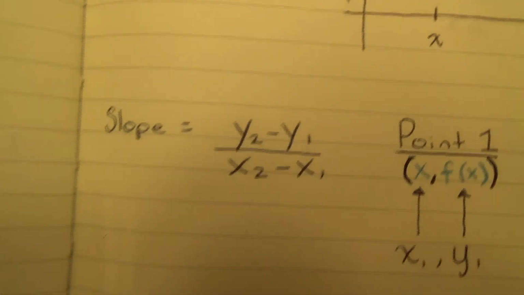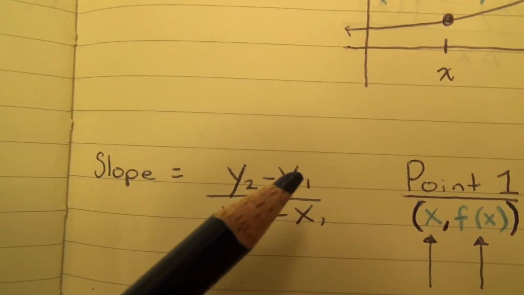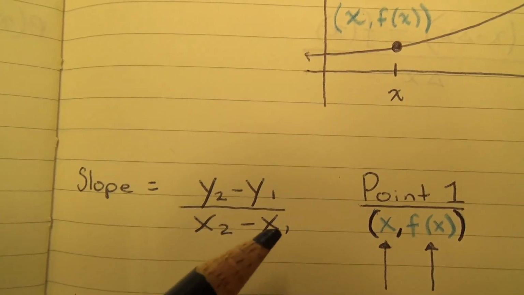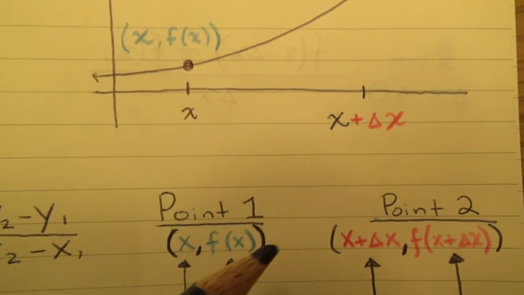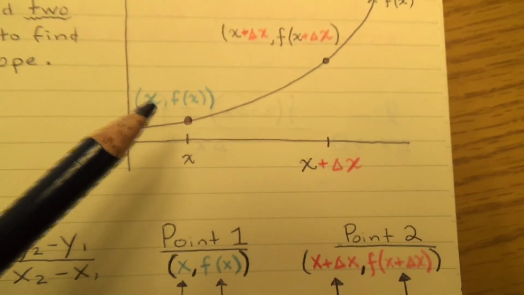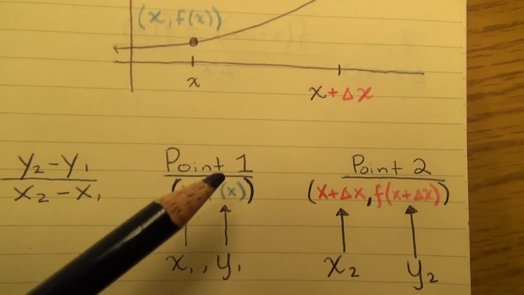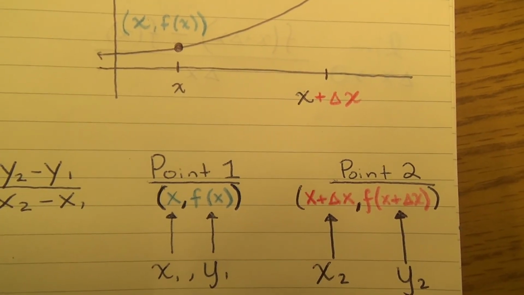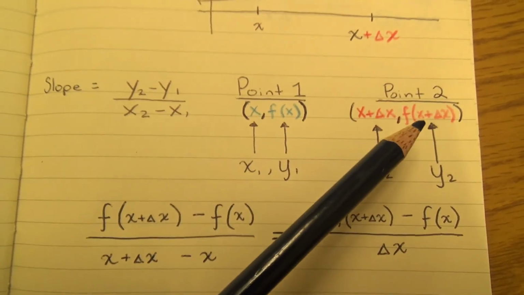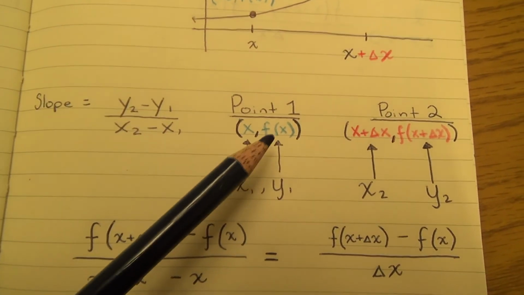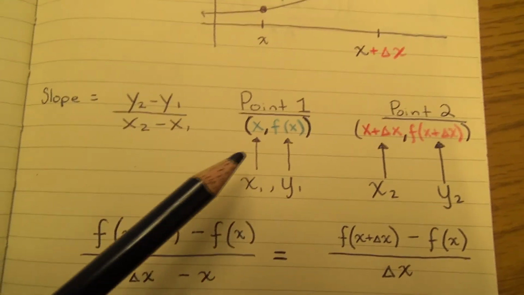To find the slope, we learned in Algebra 1 that it's the second y value minus the first y value divided by the second x value minus the first x value, or the change in y over the change in x. So here are my 2 points, point 1 in blue and point 2 in red. We have my first x value and my first y value, my second x value and my second y value. Writing it all together, it would be y2 minus y1 divided by x2 minus x1.